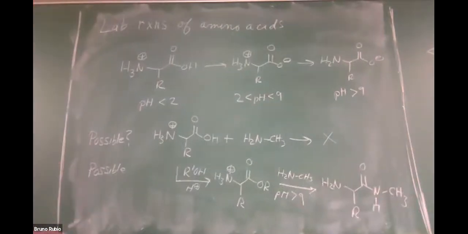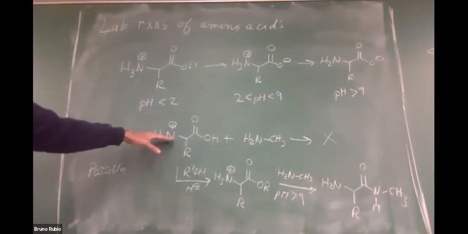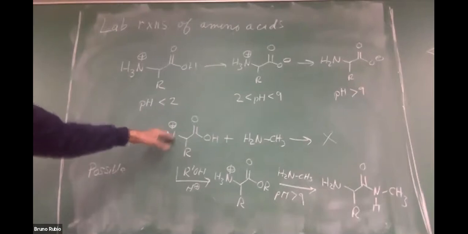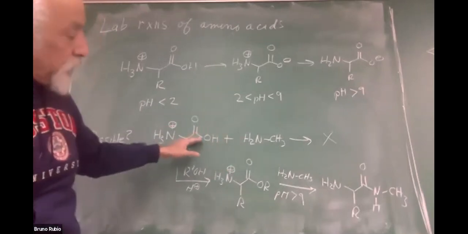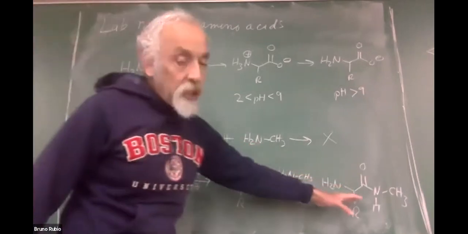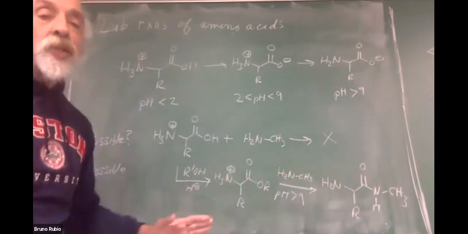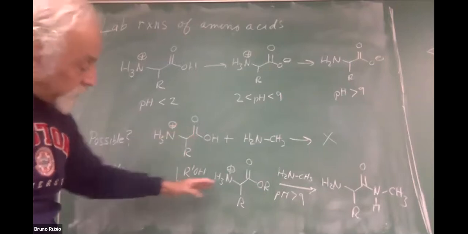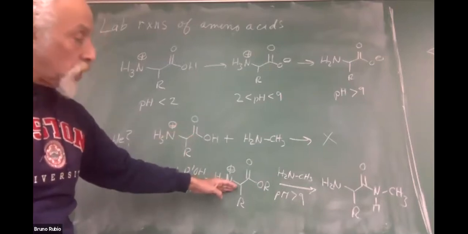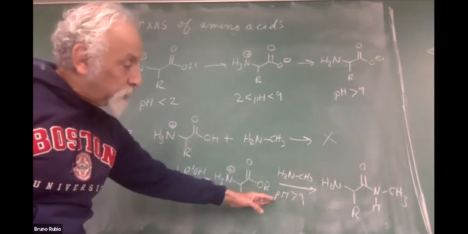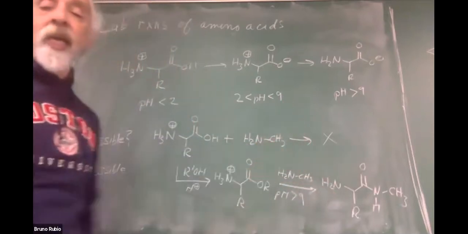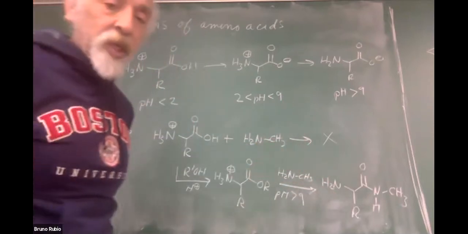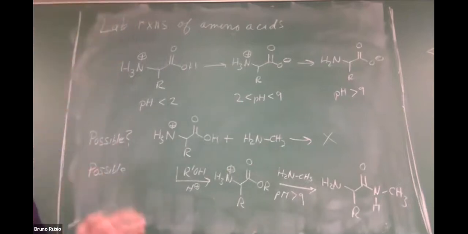So I guess what I'm saying is that you can convert this carboxylic acid to an amide, but you can't do it in one step. You have to take the carboxylic acid, convert it to an ester, and then be careful about the pH, and then you can create the amide from the carboxylic acid, but not in one step.